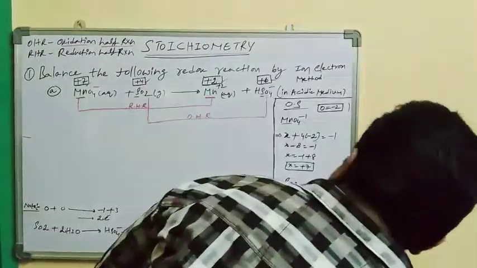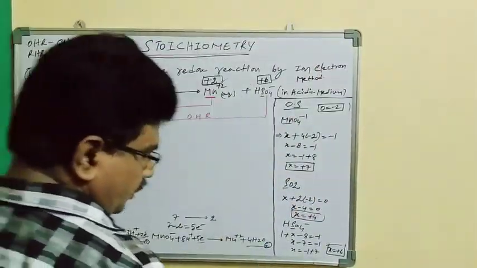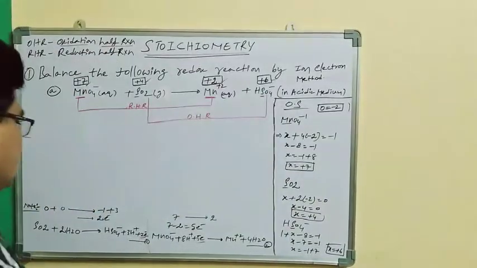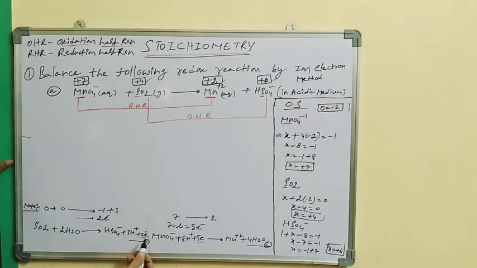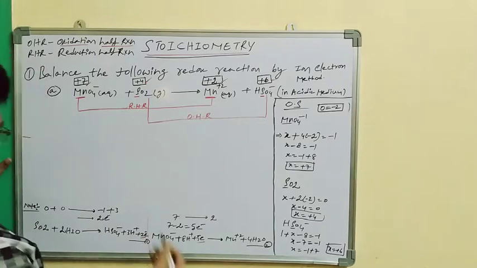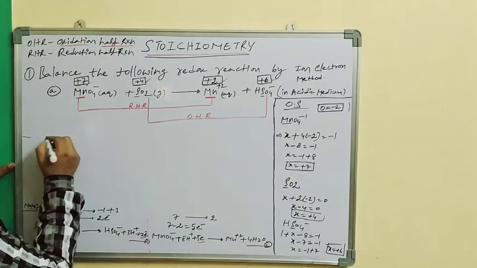See, I am writing here. Next step I am writing. Here we got 2 electrons. Here we got 5 electrons. This one is the first equation, this one is the second equation. I am writing the first equation.